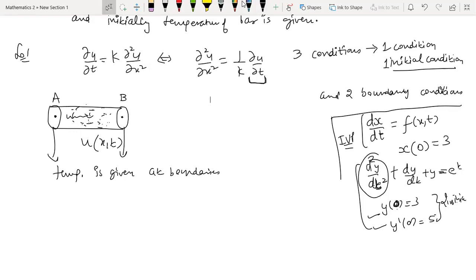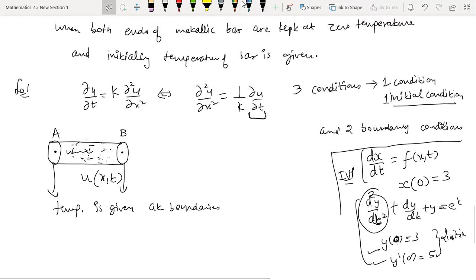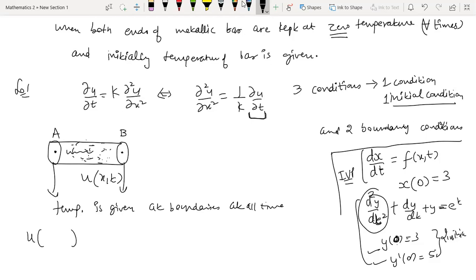So now if you read the statement which I have just written here, both ends of the bar are kept at zero temperature, right? So this is one form of boundary condition, where they have told you what the temperature at the boundaries is going to be. Now both ends being kept at zero temperature means this is happening for all times. It's not like initially they were at zero and then they changed. We need the information at the boundary at all times. That means u, which is a function of x and t.